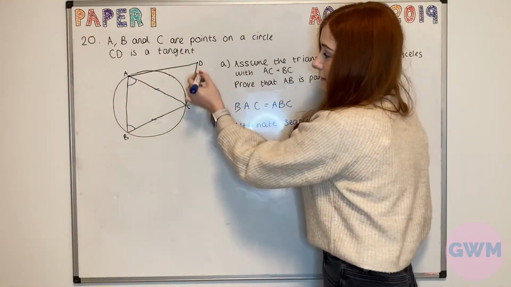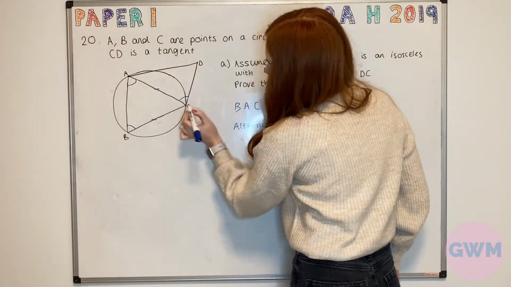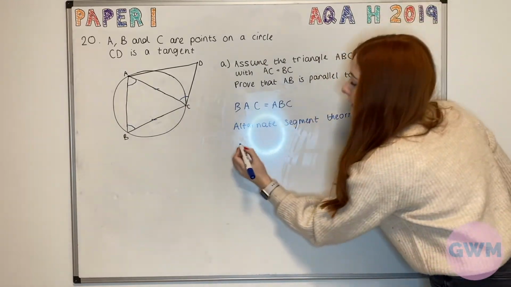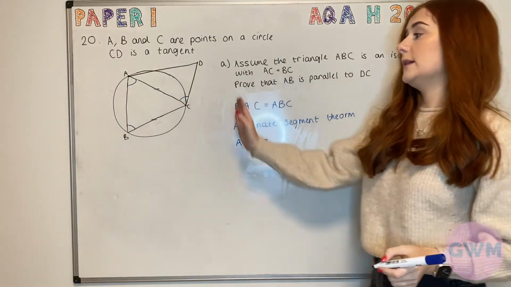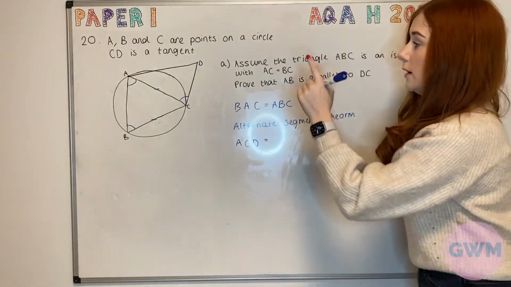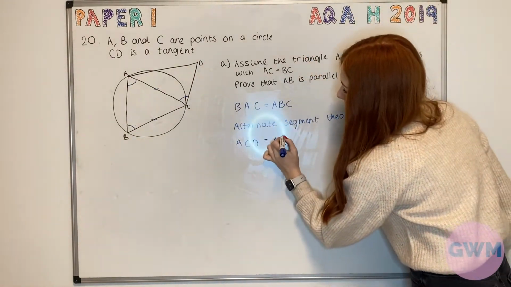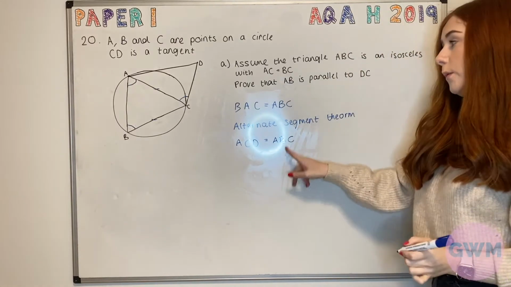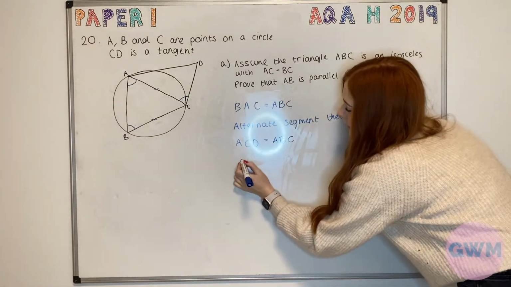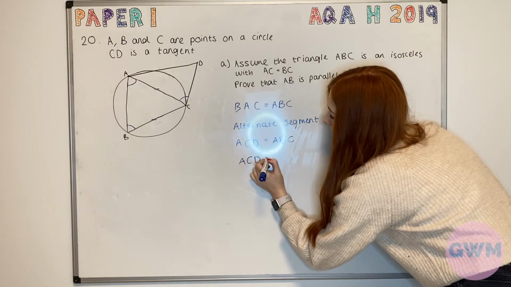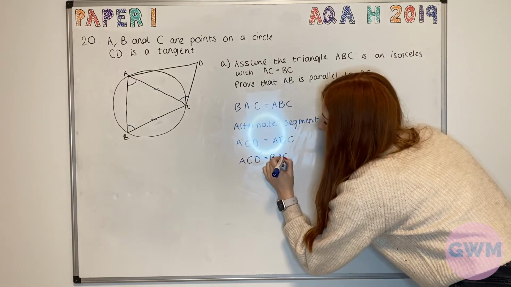So in this case, this is our tangent, this is our chord. This angle, which we will label as ACD, must equal the angle in the other segment. So in this case, that's ABC. Now, we already have an equation which includes that, so we can put these equal to each other. So we know now ACD equals BAC.